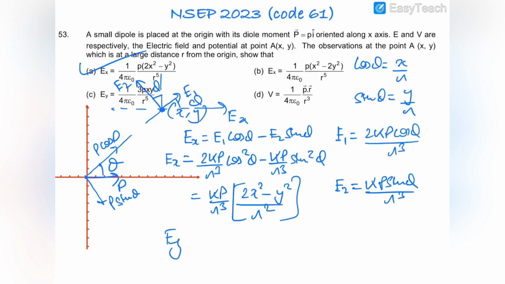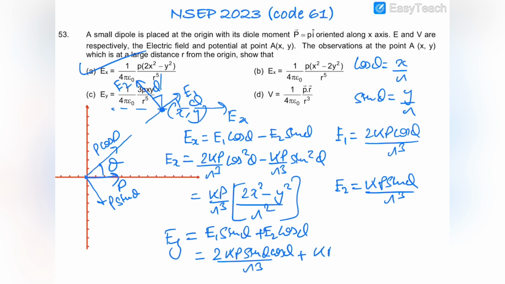And Ey would be E1 sin theta. You can see that the component of E1 along y is E1 sin theta plus E2 cos theta. So this would be 2kp sin theta cos theta by r cube plus kp by r cube into sin theta cos theta. So it would be 3kp by r to the power 5 and sin theta cos theta would be xy.